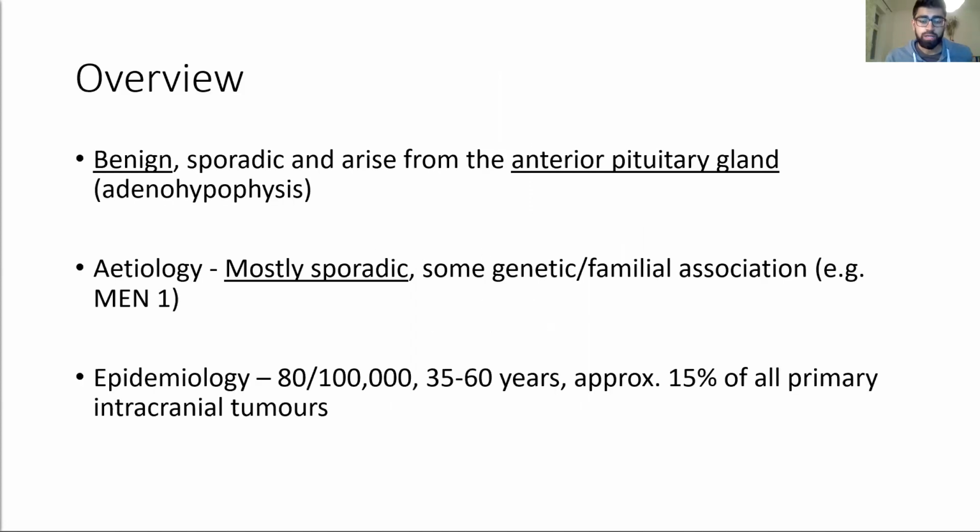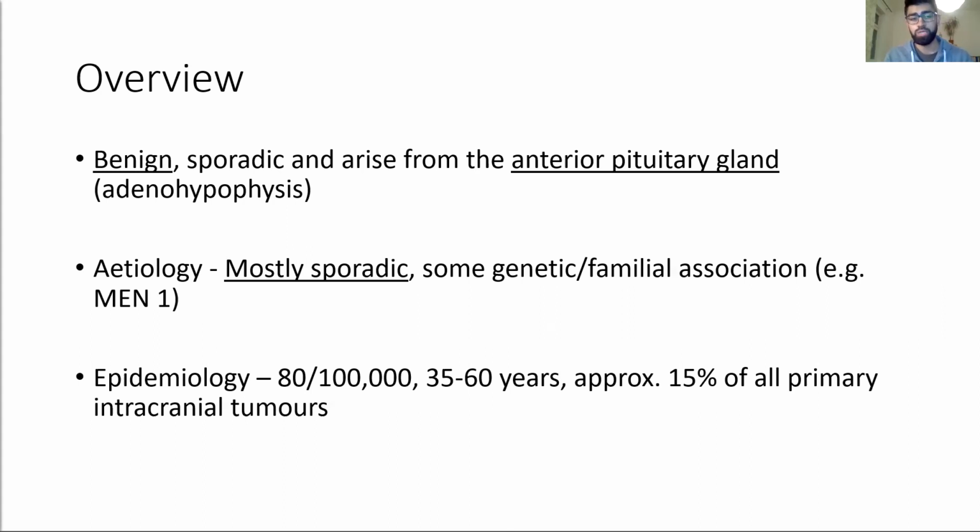So overview first of all. A pituitary adenoma is categorized as a benign growth as opposed to a malignant growth. What can help you in discerning this is the name adenoma. The suffix should help you with that, and the word adenoma should indicate benign growth as opposed to malignant. So it's a benign growth, it's sporadic, and it arises from the anterior pituitary gland as opposed to the posterior. Posterior is called the neurohypophysis, anterior, as we know, is the adenohypophysis.